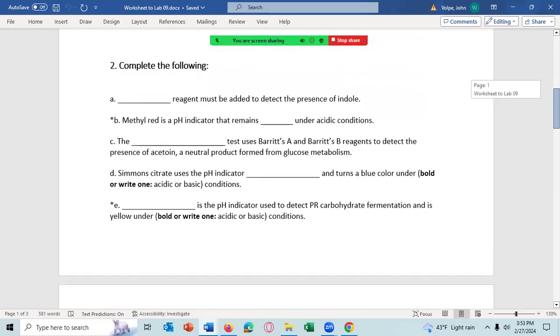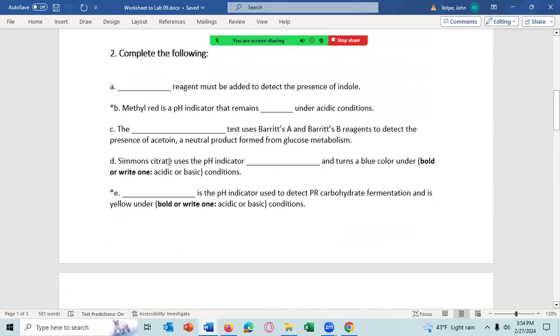All right, then move on to question number 2, and there's a whole bunch of questions to it. 2A, what reagent must be added to detect the presence of indole? So write that reagent there. 2B, methyl red is a pH indicator that remains what color under acidic conditions? 2C, the what test, so name the test, uses Barritt's A and Barritt's B reagents to detect the presence of acetoin, a neutral product formed from glucose metabolism.